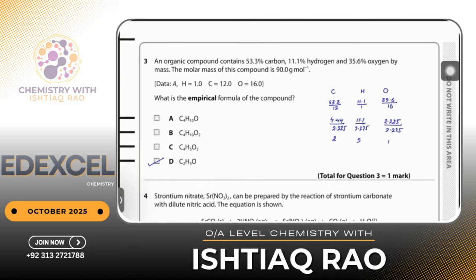And then they are saying an organic compound contains this percent carbon, this much hydrogen, this much oxygen by mass. The molar mass of this compound is going to be 90.0 grams per mole. So what is the empirical formula? This is the basic question. We generally write the percentage of carbon, then percentage of hydrogen, then percentage of oxygen. So we got the mole.